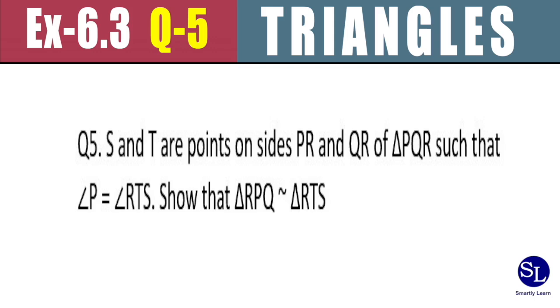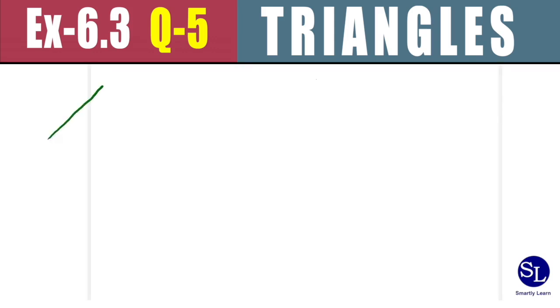See, in this problem, they have not given us the diagram, so we are going to draw it by ourselves. So let's first draw a triangle PQR, and S and T are points on sides PR and QR. So I'm going to mark this point as S and this point as T. So that's also taken care of, such that angle P is going to be equal to angle STR or RTS. So these two angles are given to be equal.